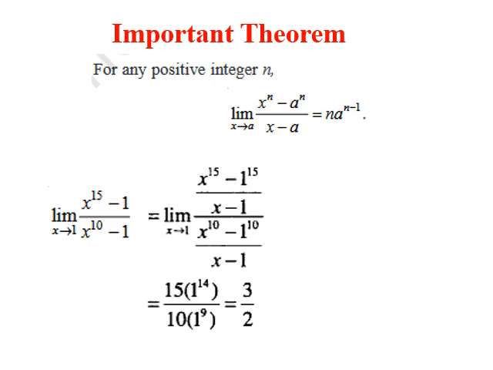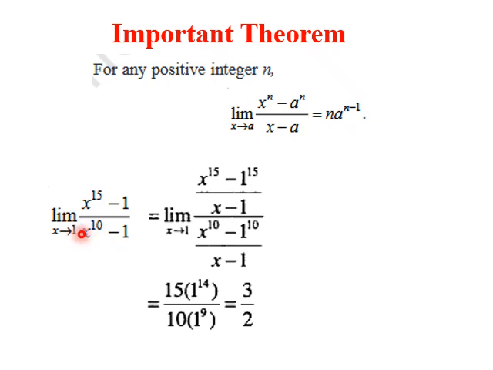Now this is a very important theorem for solving some examples in your NCERT book. You must try to remember this formula: for any positive integer n, the limit as x tends towards a of (x^n minus a^n) by (x minus a) is equal to n a^(n minus 1). So let us take one simple example.